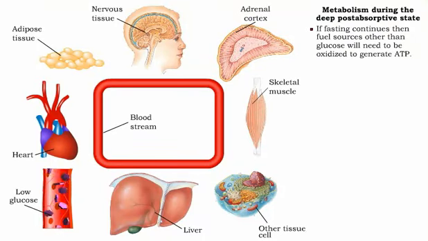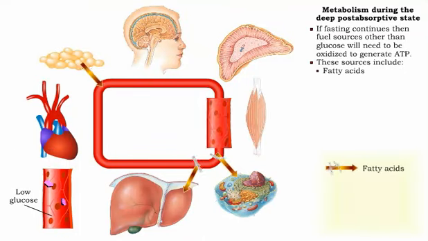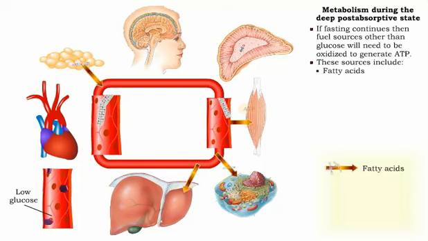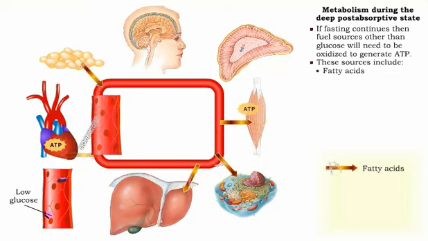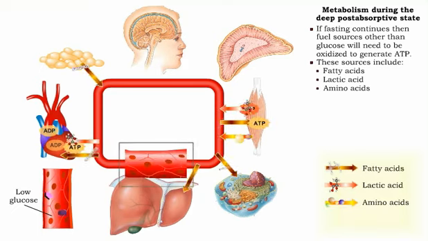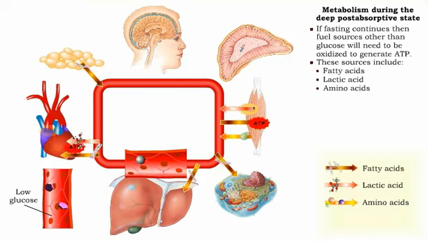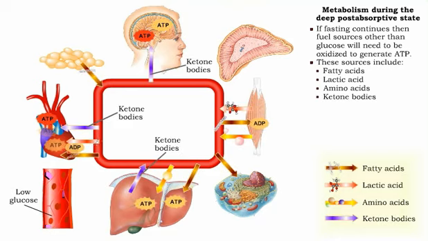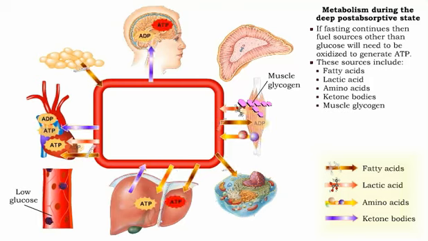If fasting continues, then fuel sources other than glucose will need to be oxidized to generate ATP. These sources include fatty acids, lactic acid, amino acids, ketone bodies, and muscle glycogen.